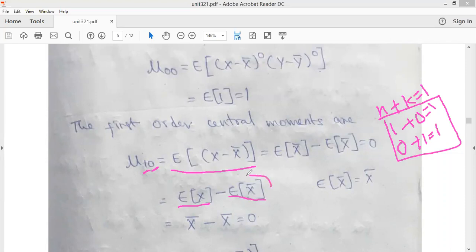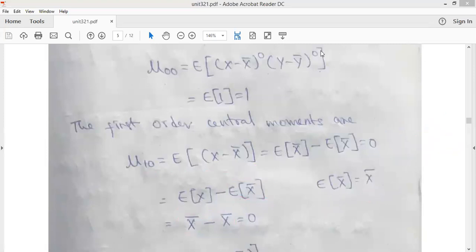You know that x bar is a constant. X bar is the mean value. Since x bar is a constant, the expected value of a constant is equal to the same constant, x bar. And we know that the expected value of x also gives us the mean, that is x bar. So x bar minus x bar is equal to 0.